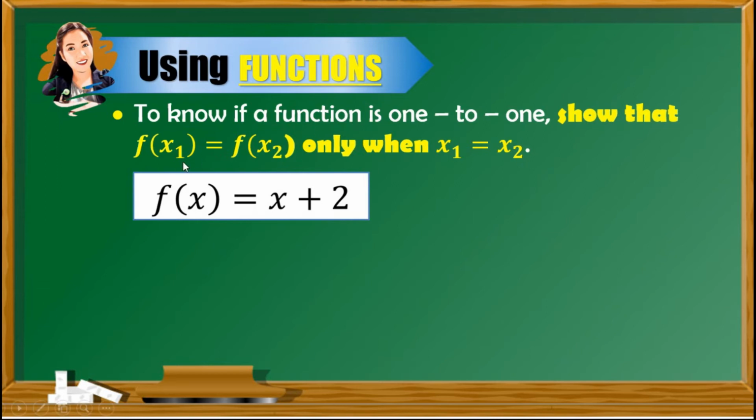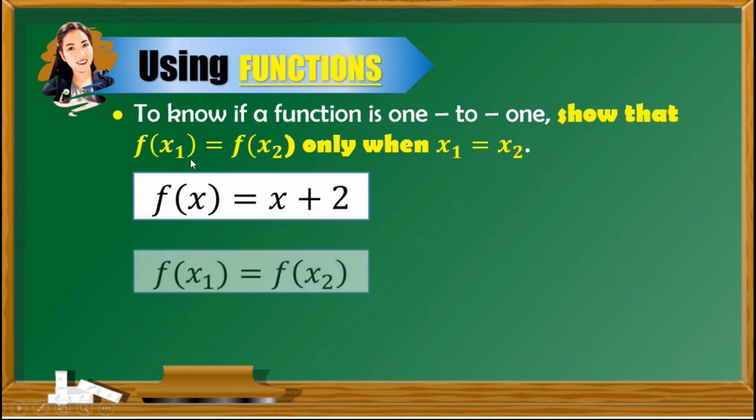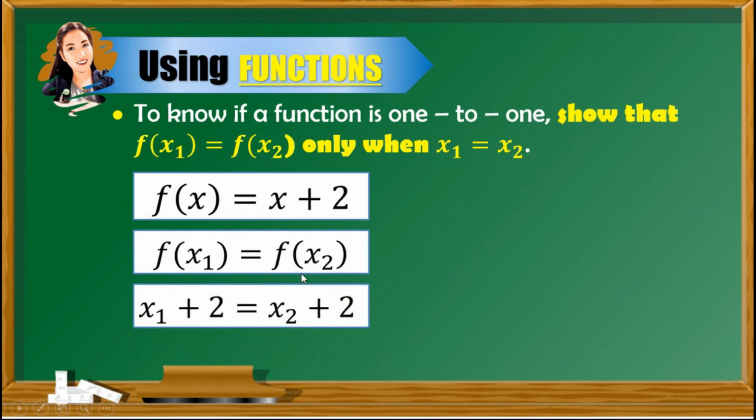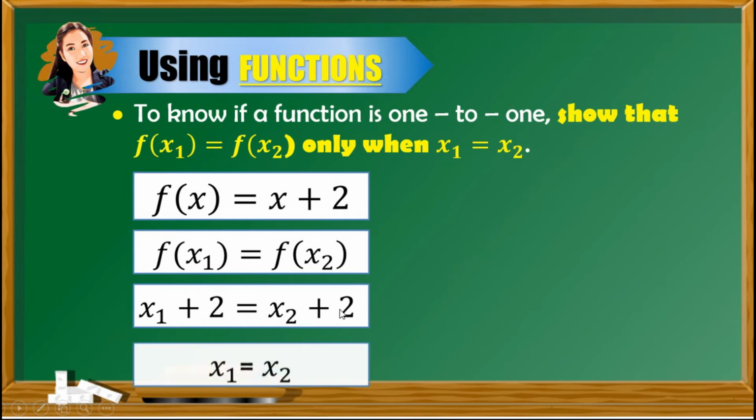First, we need to have f of x sub 1 is equal to f of x sub 2. Let's do substitution. So let x be x sub 1. So we have x sub 1 plus 2. And on the right side, let x be x sub 2. So we have x sub 2 plus 2. And as we can see here, both sides have plus 2, so we can just simply remove plus 2. So now we have x sub 1 is equal to x sub 2.